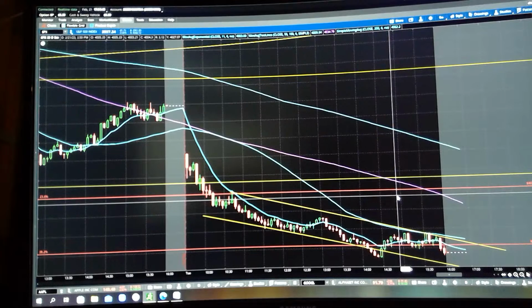So there's some gems for you, man. Watch these key levels on daily time frames and weekly time frames, man. And you can figure out where this market is going.